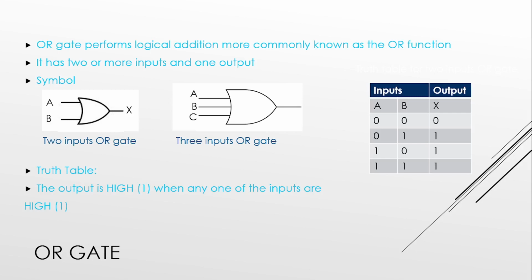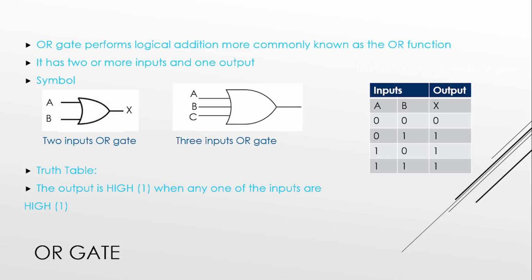Now, since it is a logical addition and there are at least two inputs, let us look at the truth table, which represents the working of the two input OR gate. Two inputs are A and B and output is X. Now, since there are two inputs, what will be the possible combinations of input?